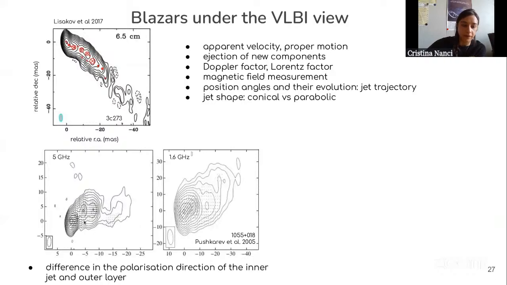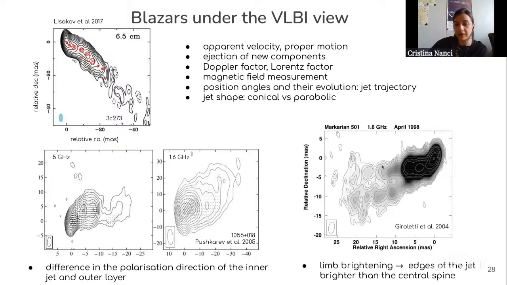Something interesting that was found in blazar polarization images is that the polarization direction can change between different layers in the jet. For example, in this source, the inner and the outer jet show different, perpendicular polarization directions. This can be explained by the presence of velocity structure. That is something that we can infer even from limb brightening.